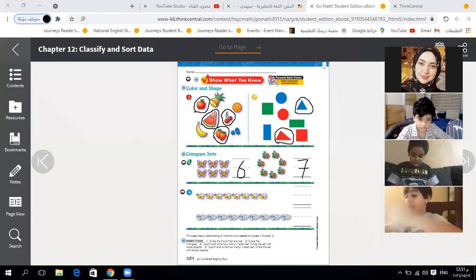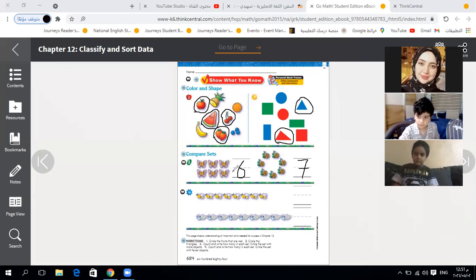Faris, please circle the objects or the set with more objects. So which set has a more number of objects? One, two, three, four, five, six, seven, eight. No, Faris, I want you to circle. We have two sets, right? We have the set of butterflies. We have six butterflies. And the other one, we have seven snails.